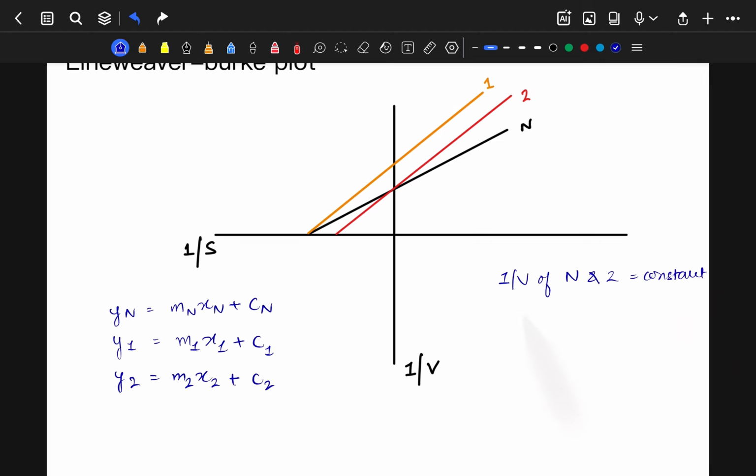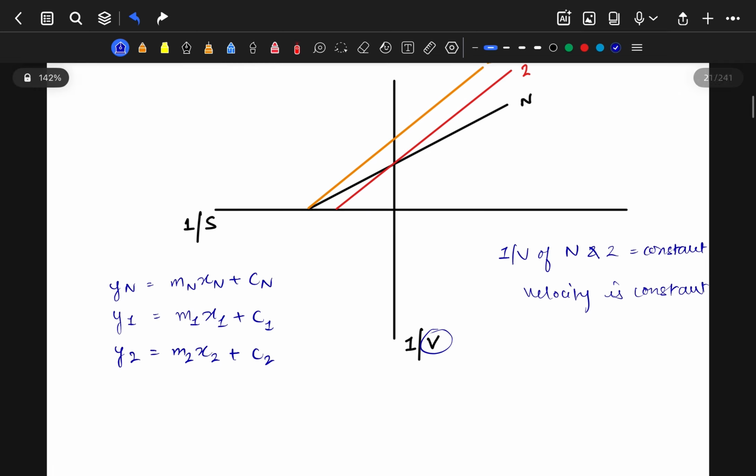So velocity is constant. We know that this v is velocity. If v is constant, then 1 by v is also constant. So we came across that if velocity is constant, then it is a competitive inhibitor.